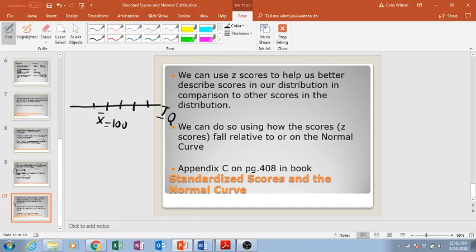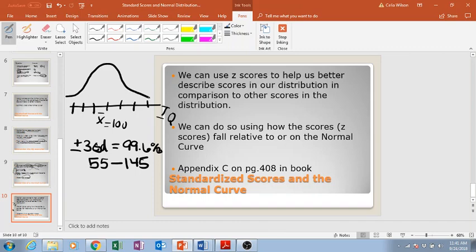1, 2, 3, 1, 2, 3, and plus or minus 3 standard deviations captured what, about 99.6% of people, right? So we said 99.6% of people have an IQ that ranges from 55 to 145. So that gets most everybody. And IQ scores are really normally distributed.